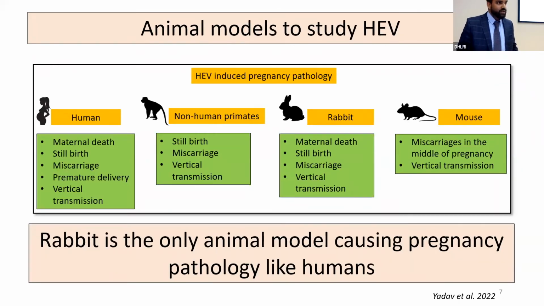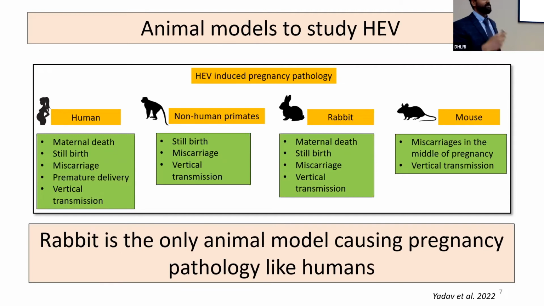Yes. As we know, when the SARS coronavirus 2 came, a lot of labs were trying to develop a model. They checked from non-human primates to the lower level such as mouse. And finally, they found, okay, the hamster works better for the SARS coronavirus 2. The same thing a lot of people did with the hepatitis E virus, various models from non-human primates to the mouse. I have listed some of them here, and I want you all to focus on, I have also listed human. You can see in human, it causes maternal death, stillbirth, miscarriage, premature delivery, and vertical transmission.